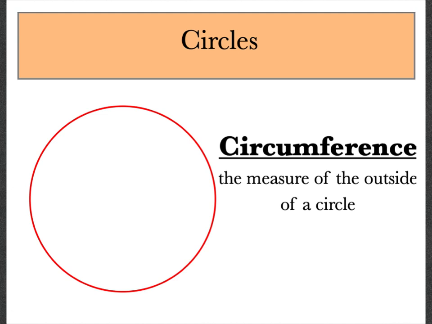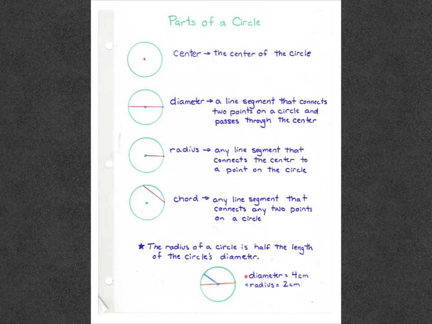And of course, circumference is the measure of the outside of the circle. And there's a specific formula to find the circumference, which we're not going to talk about in this lesson, but circles are really special. You don't find perimeter, you find the circumference. So circumference is basically like the perimeter of a circle, but there's a whole different formula to find it out.